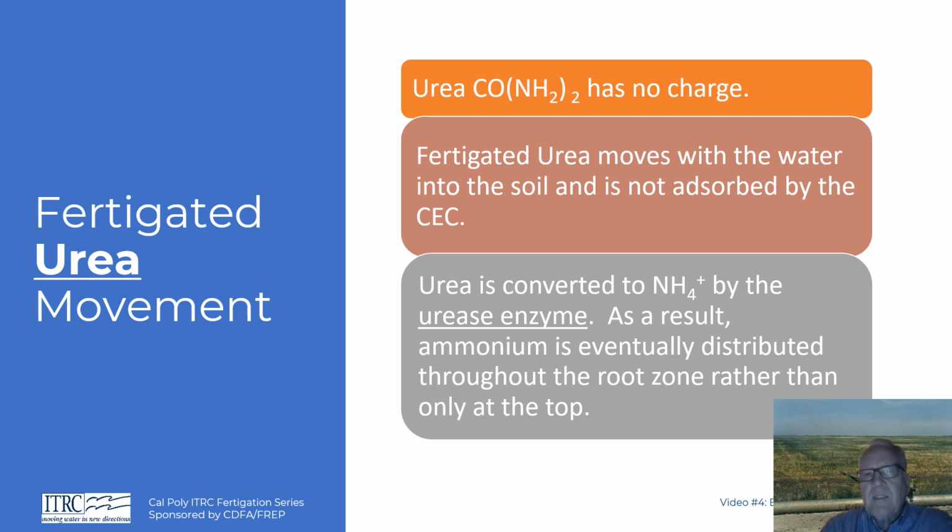Now there's a delayed process here. In other words, when you do a urea application, it isn't available immediately to the plants. But then it converts to ammonium, and plant roots do take up some ammonium. And it's throughout the root zone, not just at the very top. And then eventually you'll have microbial action, which converts the ammonium to nitrate. And that will happen wherever the ammonium is in the root zone.